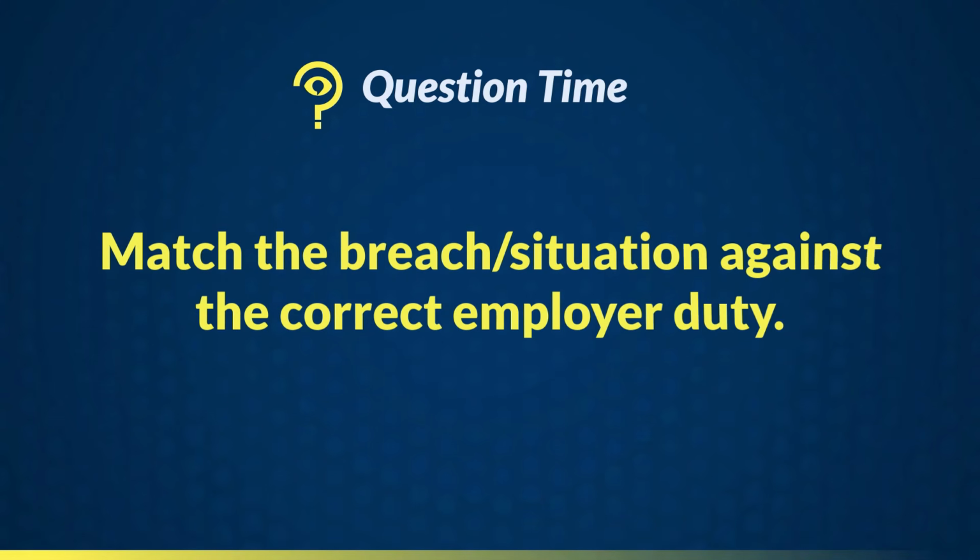In this next exercise, I'd like to do a little bit of a drag and drop exercise. I would like you to match the breach or the situation against the correct employer duty. So all of those were C155 employer duties, very broad duties, the duty to ensure the safety of workplace equipment, processes and so on. There's a duty about the chemical, physical, biological agents, and there's a duty about the PPE, protective equipment and clothing and so on.